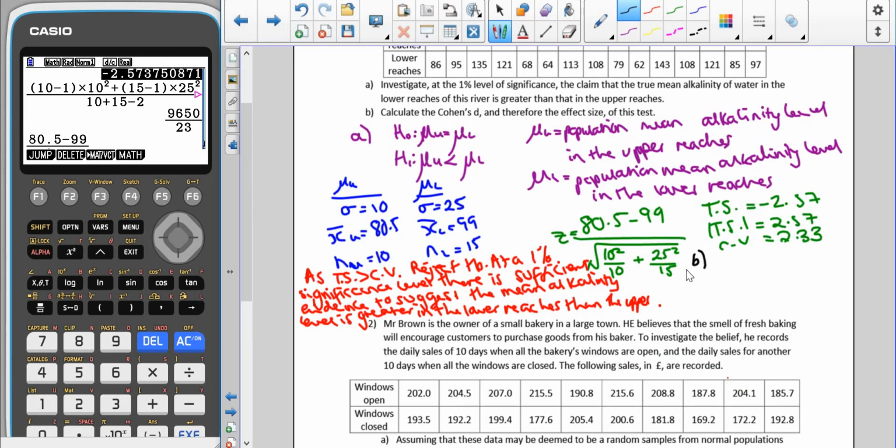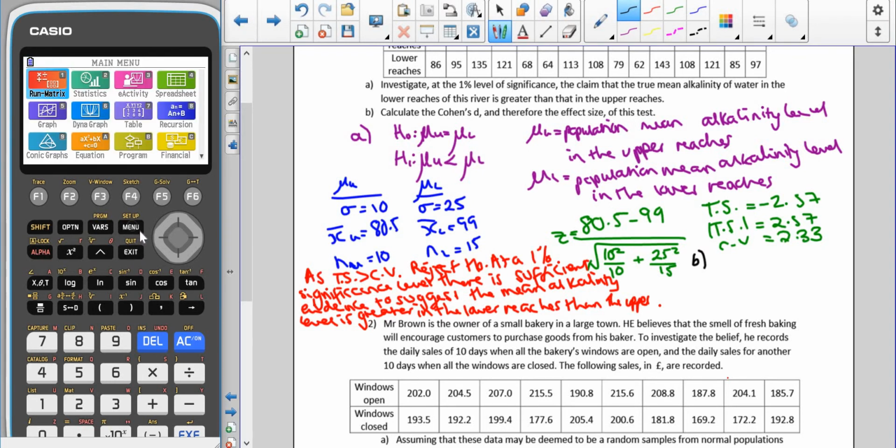So for part B, we need to start off by having a look at our S, because the D formula for finding the value of Cohen's D involves the S. So S is going to be the square root of the number of pieces of data that we have in our first group, so 10 minus 1 times that standard deviation squared, plus the number of pieces of data in our second group, minus 1 times that standard deviation squared, divided by the number of pieces of data in the first group, plus the number of pieces of data in the second group, minus 2.